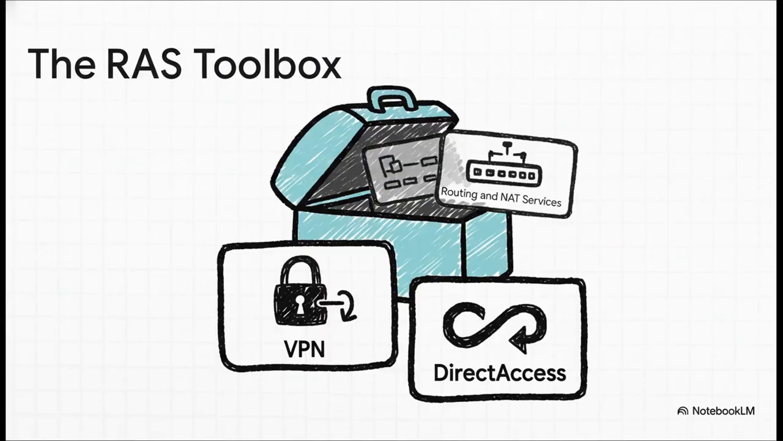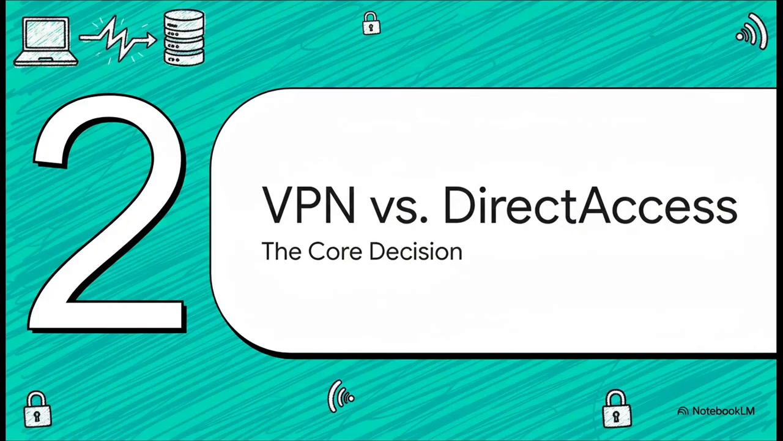So when you open up this RAS toolbox, you'll find three main tools inside. You've got the classic VPN, the always-on Direct Access, and some powerful routing and NAT services for directing traffic. For our purposes today, we're going to zero in on those first two. And that brings us to the big showdown. This is the central decision you're probably going to have to make. Now that we know what's in the toolbox, it's time to figure out which tool is the right one for the job. This is where we compare VPN versus Direct Access.